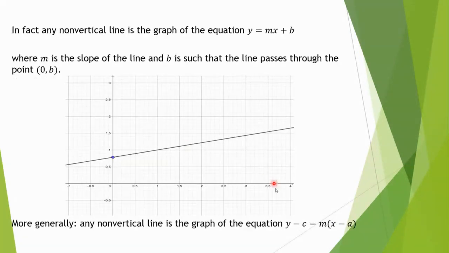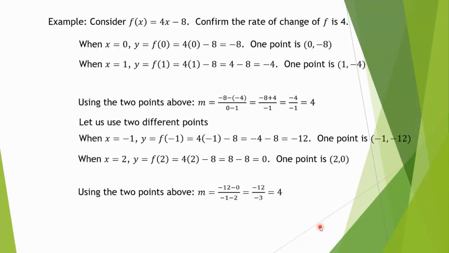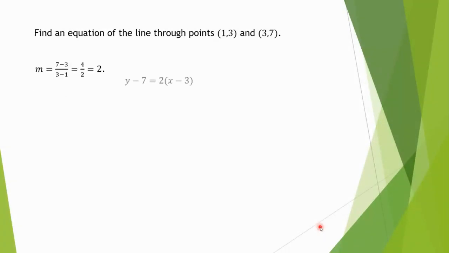But here, once you know the slope, you can use any point on the line for your point (a, c). You can do that. You have y minus c is m times x minus a. So you could do that if you want. And that's what I'm doing over here. In this case, I'm using (3, 7). We have y minus the y coordinate, 7, is 2, the slope, times x minus the x coordinate.